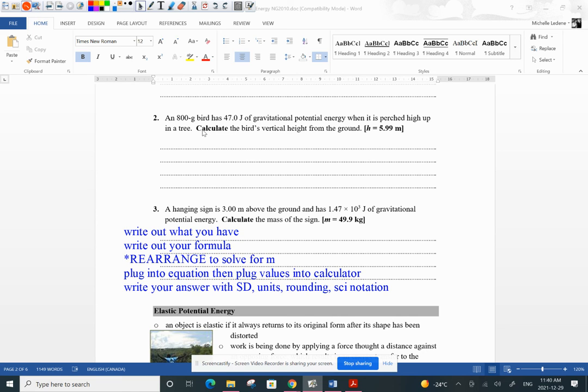So again, write out what all do you have? Well, look and see. Here we've got a sign. It's hanging at a height of 3.00 meters above the ground. And it has a potential energy due to gravity, EP due to gravity, 1.47 times 10 to the 3 joules. And you are asked to calculate the mass of the sign. So remember, you actually have 3 pieces of information here.